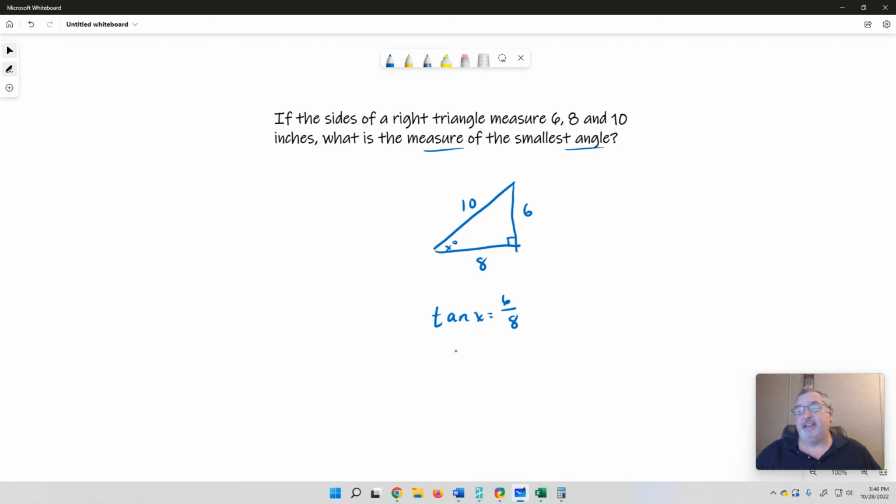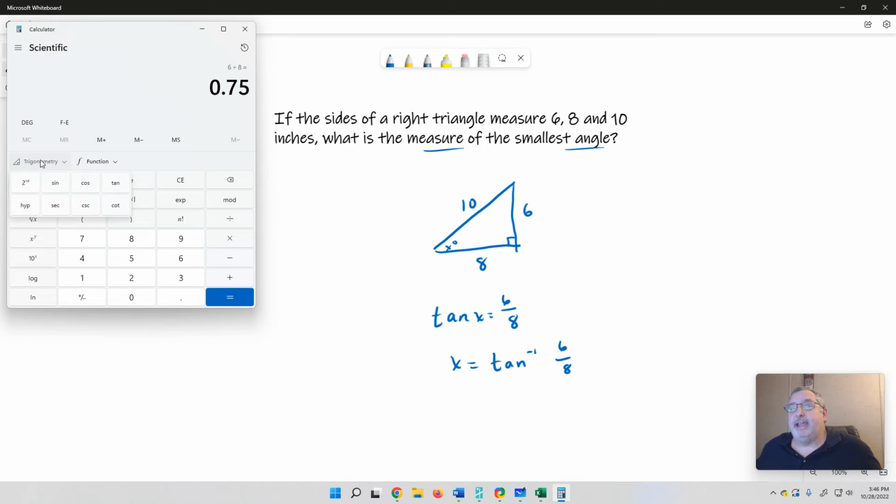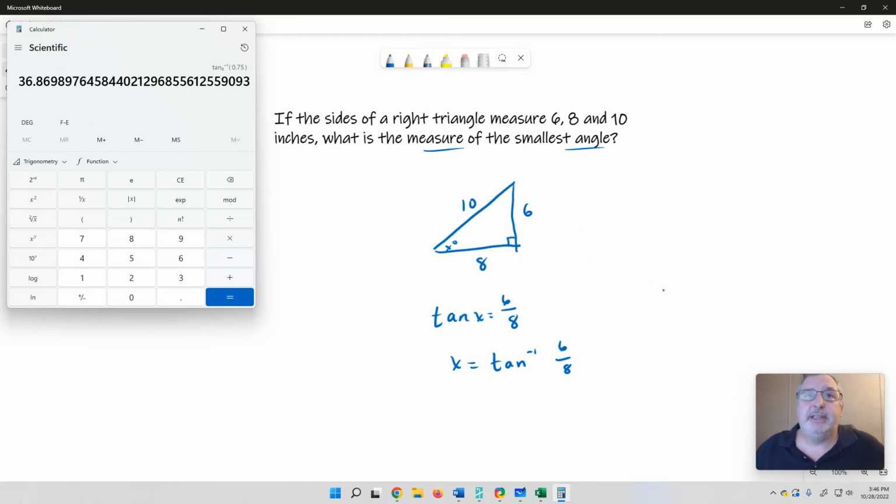This time we have to apply an inverse function. So x will equal the tangent inverse of 6 divided by 8. So that's how you figure that out. And then we'll go back to our calculator. Now again, I know how to use mine. Make sure you understand how to use yours. So the first thing I have to do is calculate 6 divided by 8. That gives me that. And then on mine, I have to do a second function. So I have to hit second, tangent inverse. And so that angle is going to be 36.9 degrees.